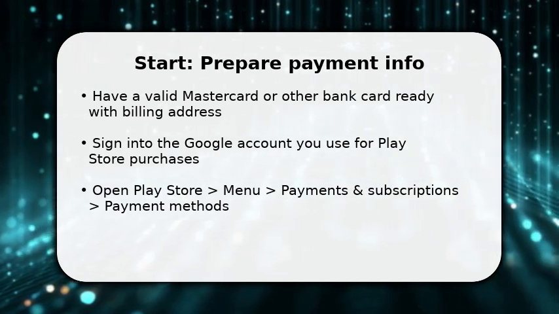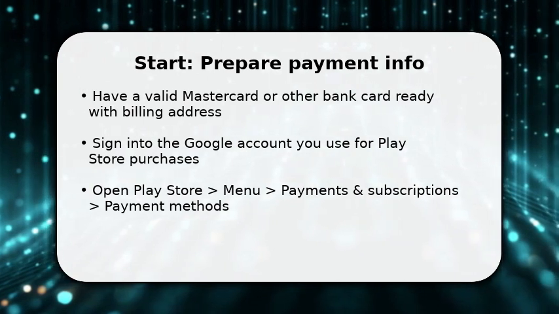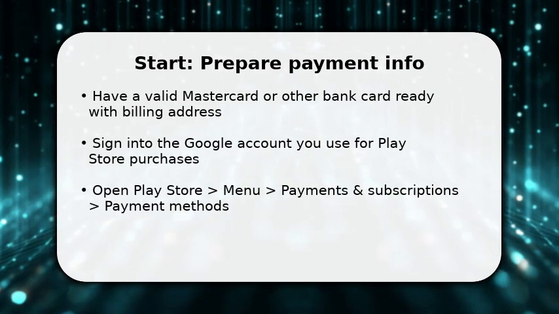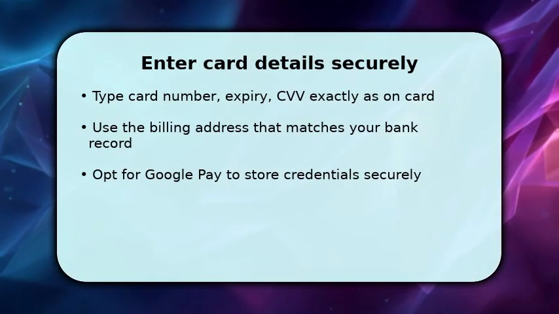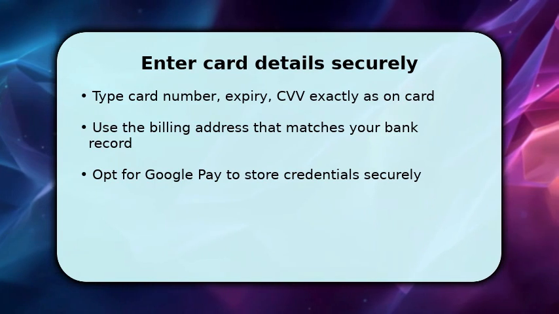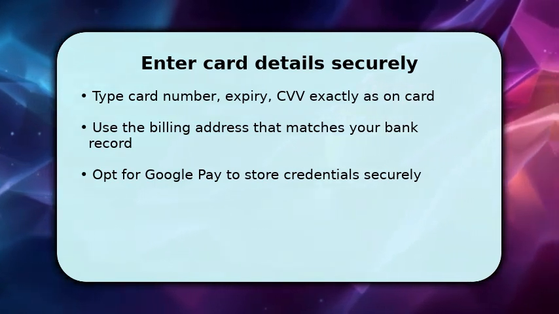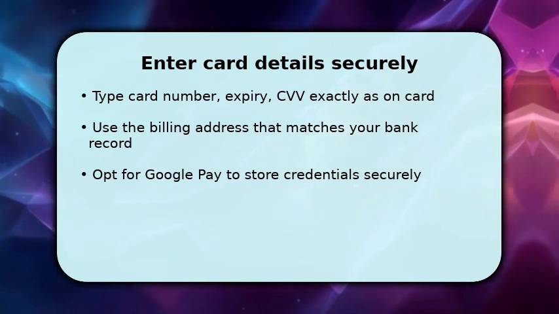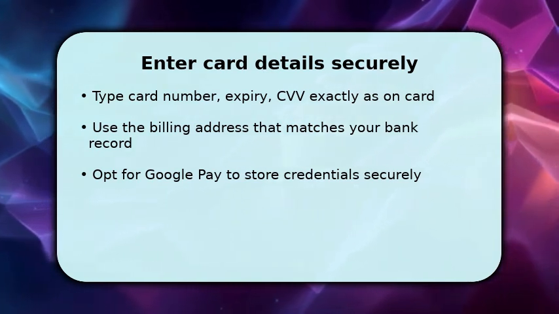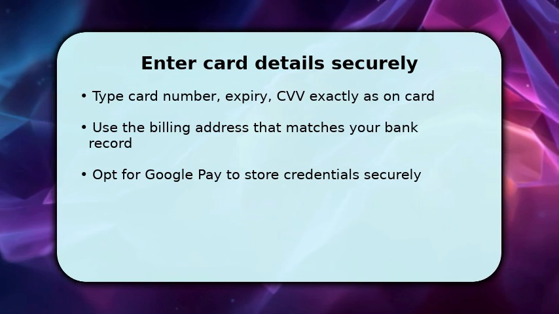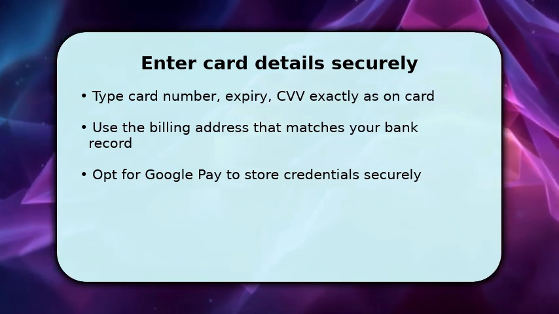Make sure your card is enabled for online and international transactions, because many declines happen when cards lack online authorization. Next, carefully enter the card number, expiration date, and CVV exactly as printed. Small typos cause verification failures. Use the billing address that matches your bank record, including apartment or unit numbers, because mismatched addresses often trigger declines.